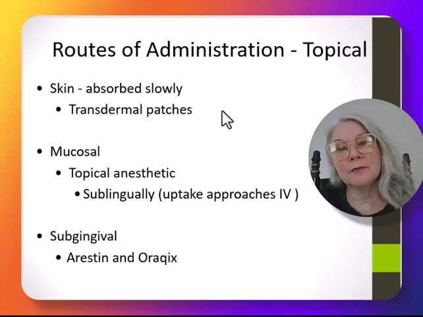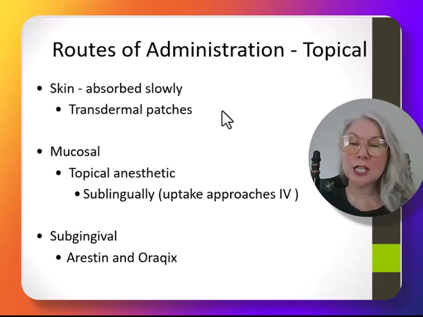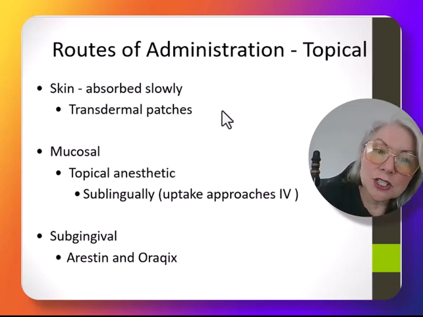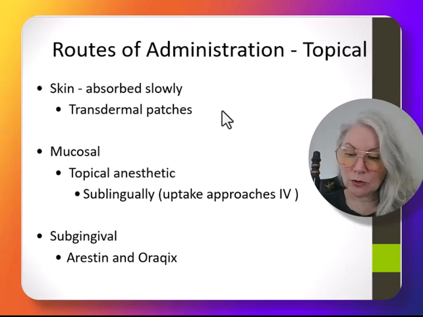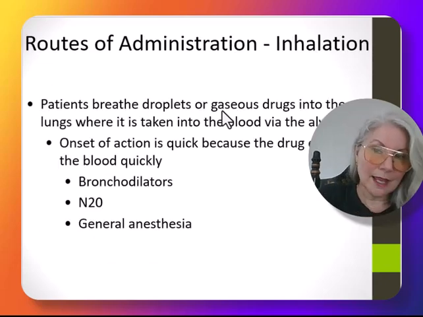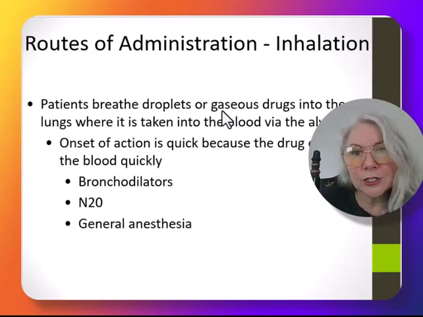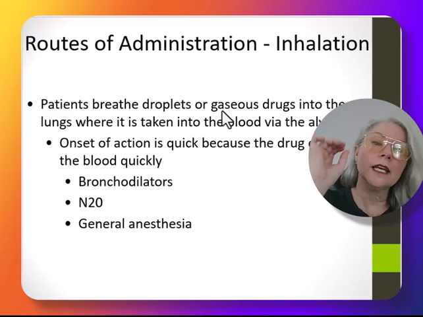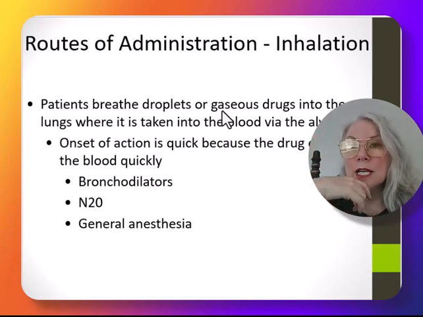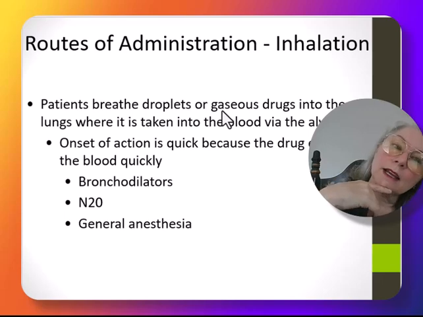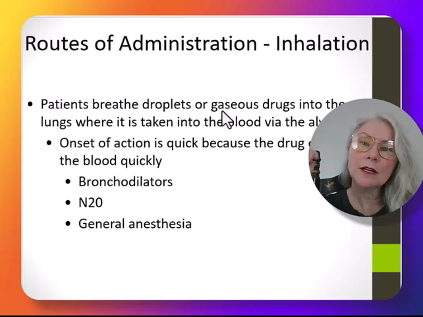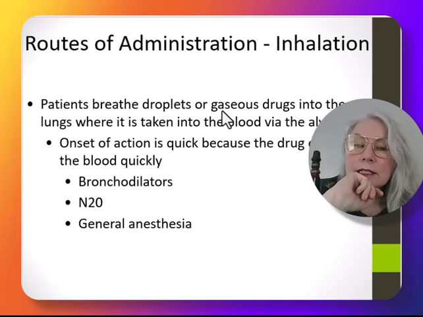It's why angina patients, someone who is having chest pain, will take their nitroglycerin sublingually, underneath the tongue. Those tissues are so thin. And then subgingivally is things like Arestin and Oraqix. And lastly, yay, inhalation. That is through the lungs, and the onset is very quick. The drug enters the blood very quickly, and that's things like bronchodilators, nitrous oxide, and some volatile anesthetics in general anesthesia.